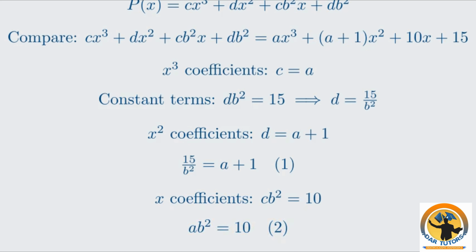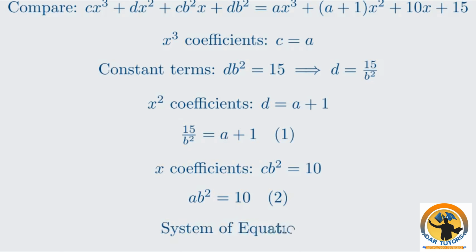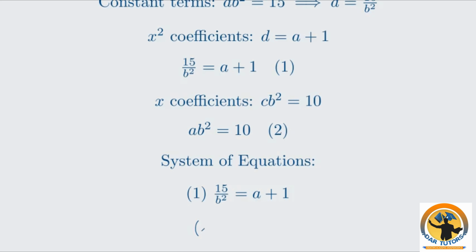We now have a system of two equations with two unknowns, a and b. Equation 1 is 15/b^2 = a + 1. Equation 2 is ab^2 = 10. From equation 2, we can see that b^2 equals 10/a. Let's substitute this into equation 1.